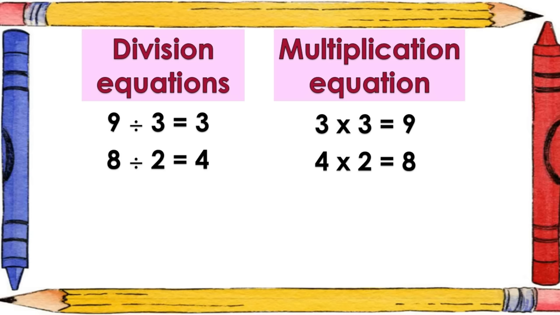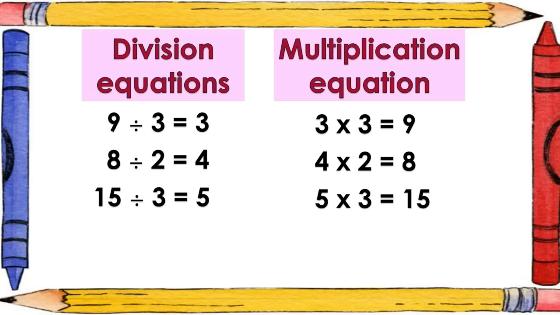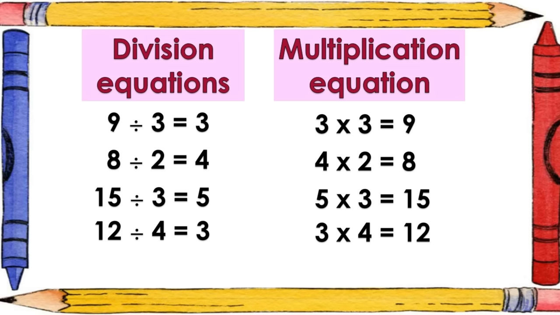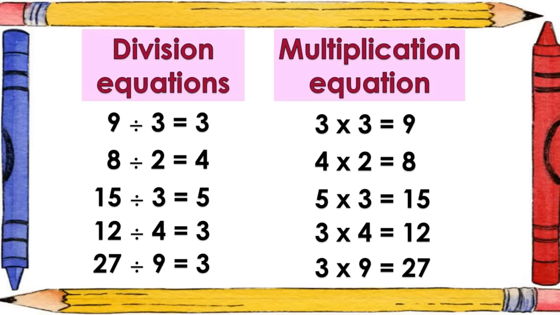Another division equation is 15 divided by 3 equals 5. The multiplication equation is 5 times 3 equals 15. Another is 12 divided by 4 equals 3, and the multiplication equation is 3 times 4 equals 12. Another is 27 divided by 9 equals 3, and the multiplication equation is 3 times 9 equals 27.